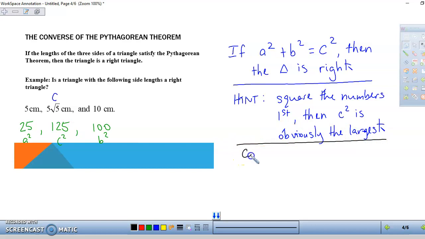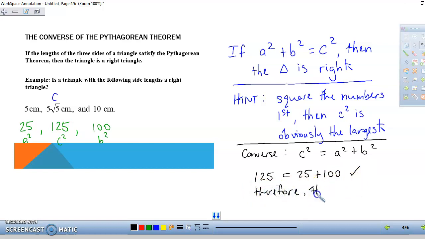So now you're going to check, and the other hint I would give you is whenever you're doing the converse, this is going to come in handy in the next slide more. Whenever you do the converse, I would do the c squared first. It's more important for the next slide, but just get in the habit of doing that. So just flip the equation whenever you do the converse. So I would write in this case 125 is equal to 25 plus 100, right? That is true. So therefore, this is a right triangle.